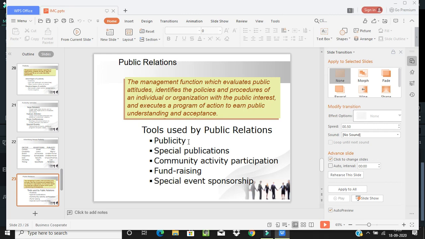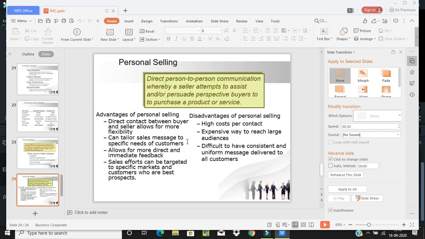Now public relations: the management function which evaluates public attitudes, identifies the policies and procedures of an individual or organization in the public interest, and executes a program of action to earn public understanding and acceptance. Tools used by public relations include publicity, special publications, community activity participation, fundraising, and special event sponsorship. All these things come under this.